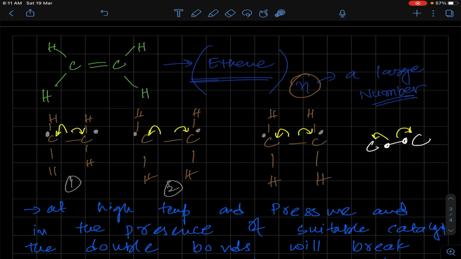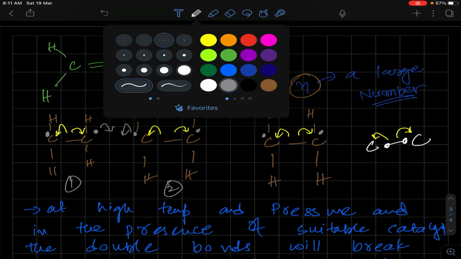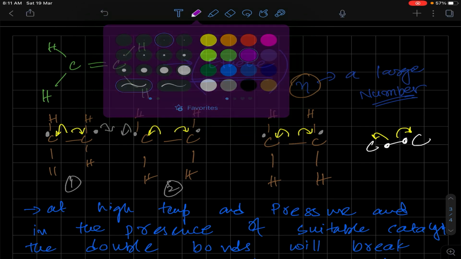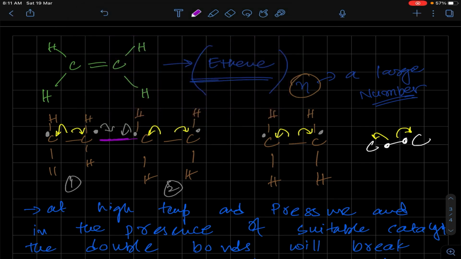So these two molecules, the carbon atom of molecule 1 and the carbon atom of molecule 2 will make a single bond with each other, right? So it will share this electron, this will also share its electron, and another bond, a single bond, will be formed between these two carbon atoms. This is how chain length increases. So now we have four carbon atoms in the molecule.